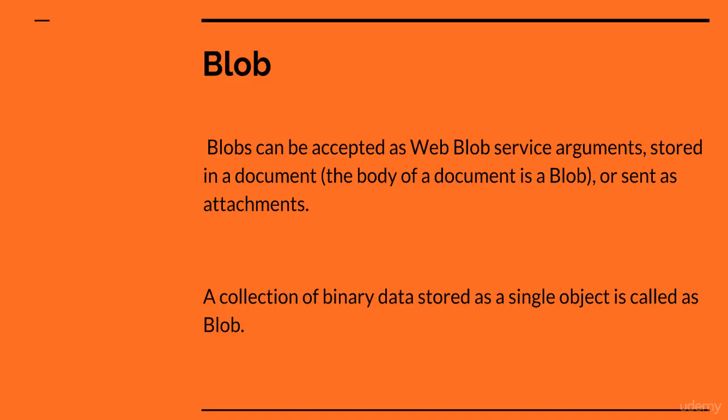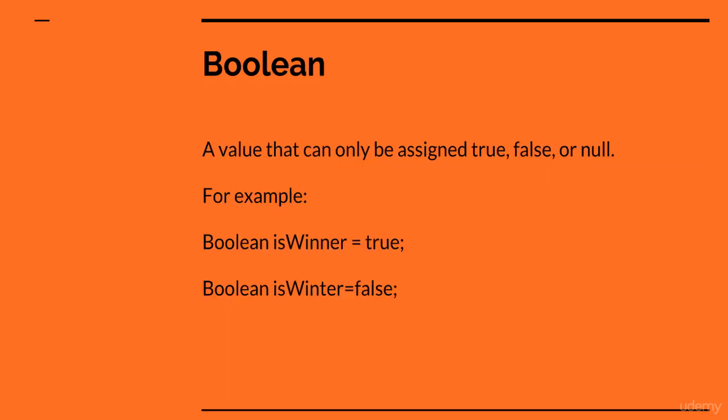Blob. Now, what do you mean by the blob data type? Whenever, let's say, you want to send an email that has an attachment, or you want to send a document, that is considered a blob. A blob is a collection of binary data stored as a single object. It can be an attachment, and the body of a document is also considered a blob. We will talk more about this in the upcoming tutorials.